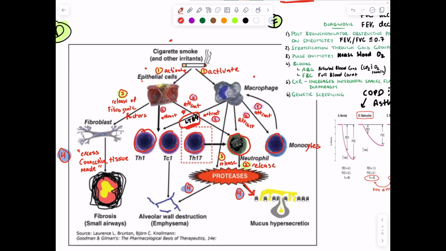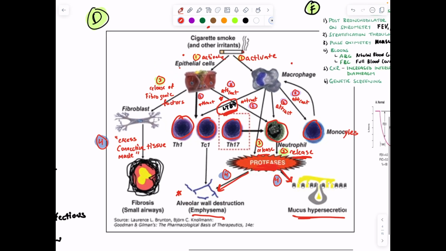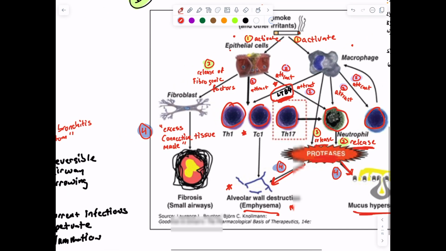Macrophages then will release proteases. Neutrophils will also release proteases, and proteases will result in alveolar wall destruction, which we see in emphysema, and mucus hypersecretion. All right, and then our T lymphocytes can also contribute to alveolar wall destruction. We know that T lymphocytes can go around and result in cell death. Our epithelial cells will release fibrogenic factors, which will be taken up by our fibroblasts, and they will result in excess connective tissue being made. That is the definition of fibrosis, where you have too much connective tissue, and as a result, it's hard for our vessels to be able to expand.